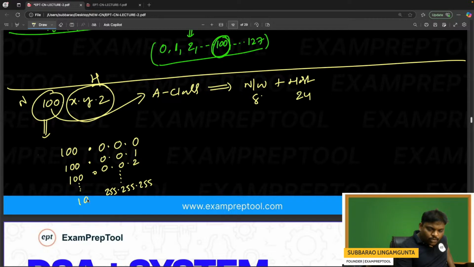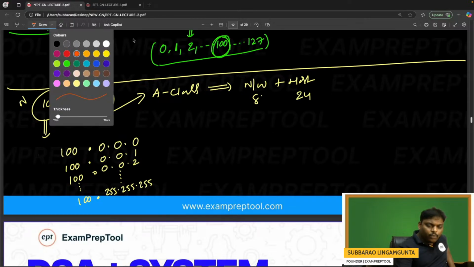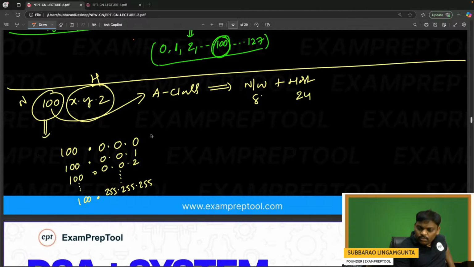Decimal also you can write. Now listen everyone, very, very important one. Total. See this one. This class 100. Class A network 100. Class A network 100 contains 2 power 24 IPs.